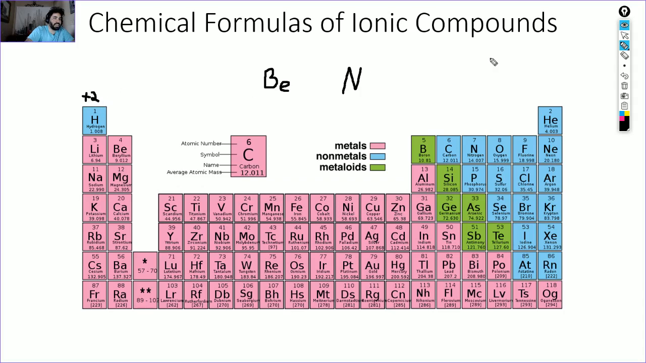Group 1A, okay. Group 1A has a +1 charge. Group 2A has a +2 charge. Group 3A has a +3 charge. Group 4A, Group 5A has a -3 charge. Group 6A has a -2 charge, and Group 7A has a -1 charge.